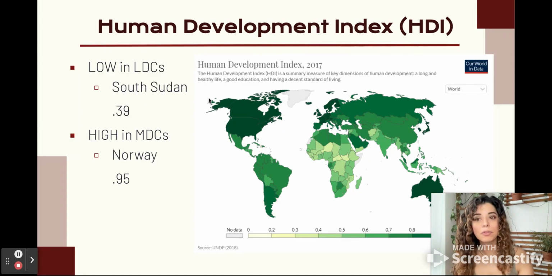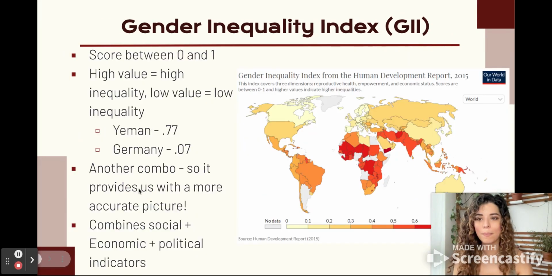So an example would be South Sudan at 0.39. That's the calculation overall. And then for Norway at 0.95, so very, very close to 1.